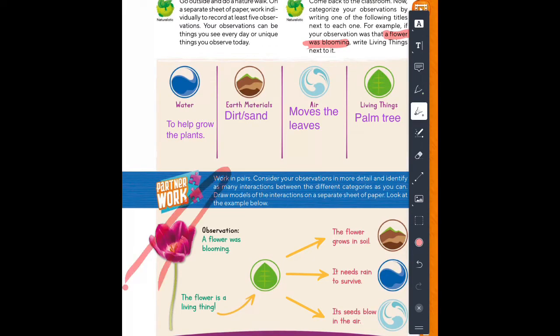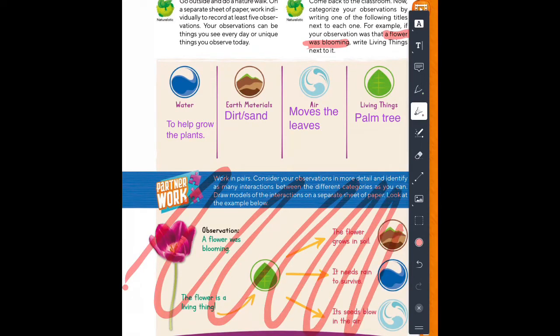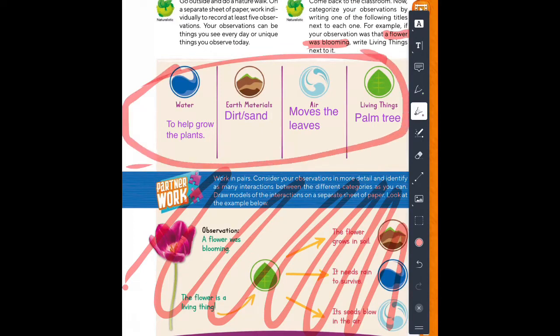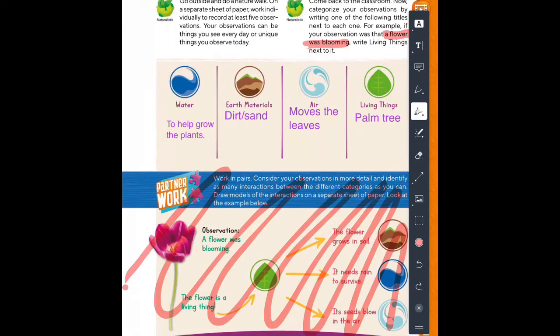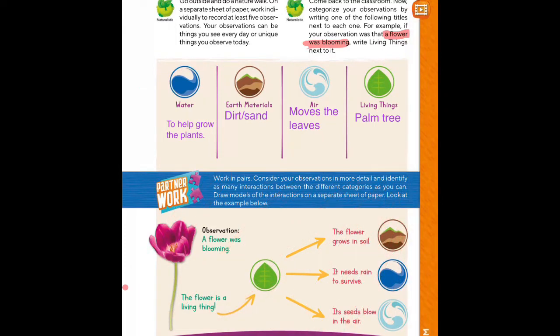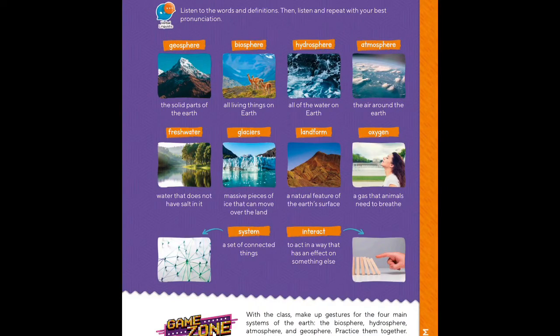Now this part here, it's supposed to be a teamwork, which is actually the same that we're doing here. It's kind of the same, so we don't need to make it twice. Okay? So now let's go to page 133. We have a vocabulary. We're going to listen to the words and definitions, and then we're going to listen and repeat with your best pronunciation. This part you're going to do by yourself. Now I'm just going to say the words and you have to repeat them, please.